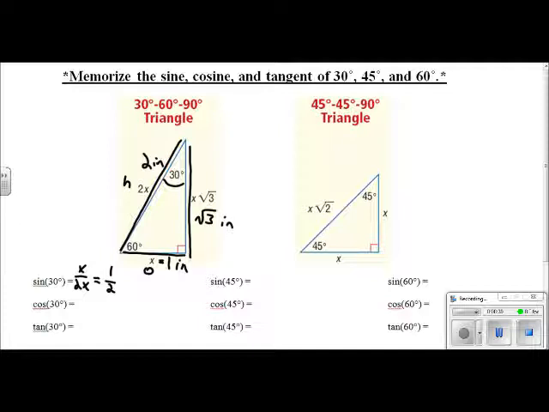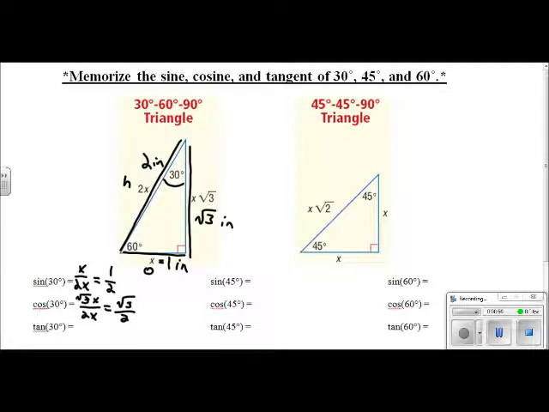Now if we're looking at the cosine of 30 degrees, again, that's going to be the adjacent over the hypotenuse. So we would say that it's root 3x over 2x, which again we can reduce down to root 3 over 2.